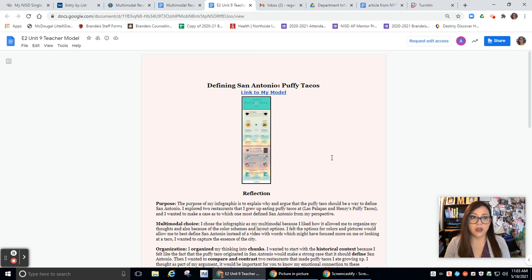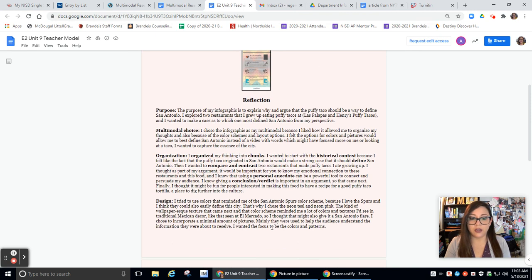This one was written, I believe, by Mr. Perez. And so he just wrote his reflection on these 4 different categories. This would be a really great way for you to do yours, should you need some help in writing your reflection. So he talked about the purpose. He talked about the multimodal choice, right? He chose an infographic. This is why I chose an infographic. How they organized it and how they designed it.